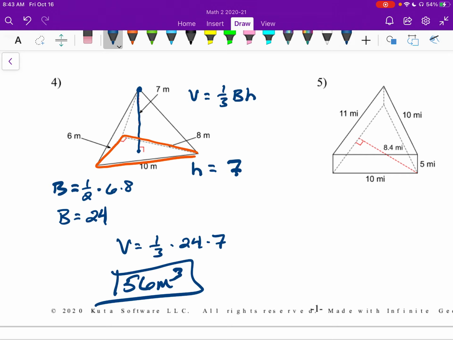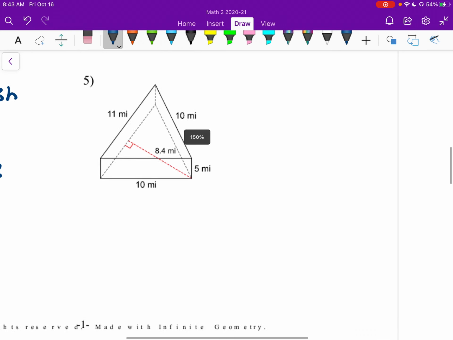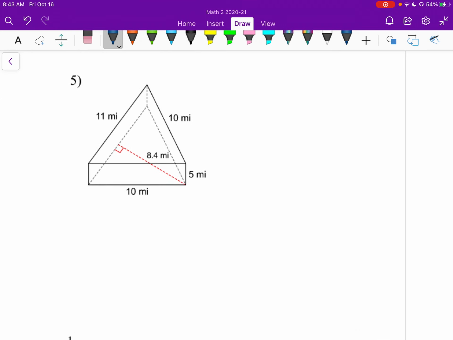All right. Number 5, what shape is this? Well, this is going to be a prism because we have a triangle on the bottom. Here's the 3 points, and a triangle on top. Here's our 3 points. So volume is going to be big base times height.